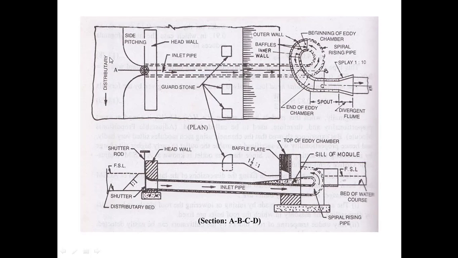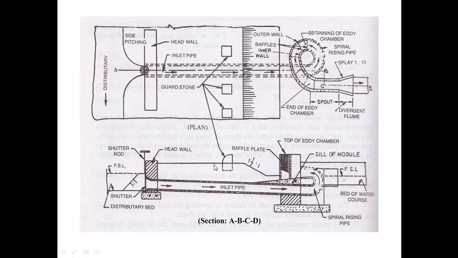This is the distributary channel. In this, a head wall is constructed, and within this head wall, an inlet pipe is provided. The water enters this pipe and moves through this pipe into the spiral rising pipe, and then moves to the bed of the water course.